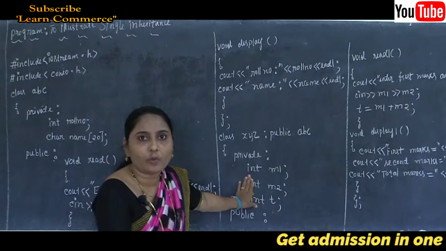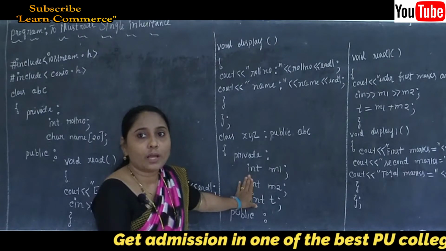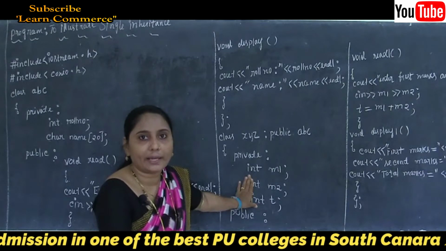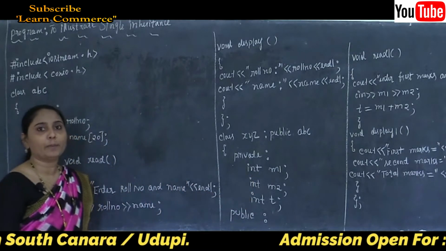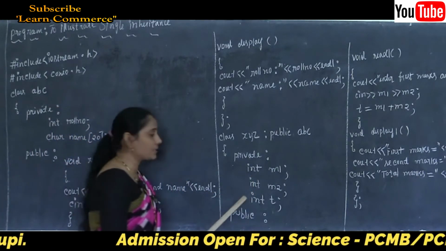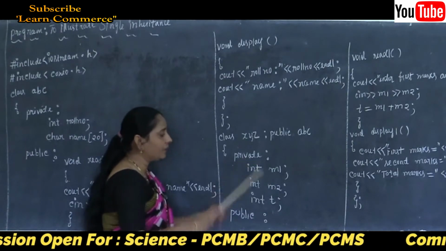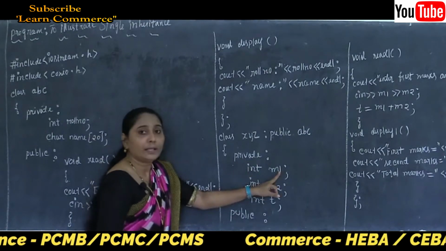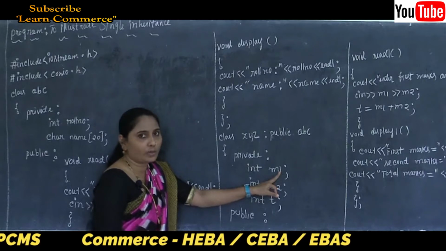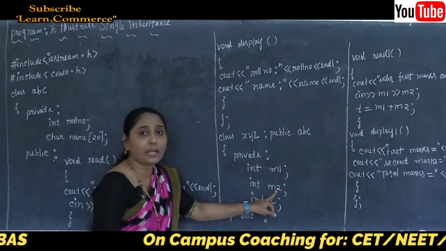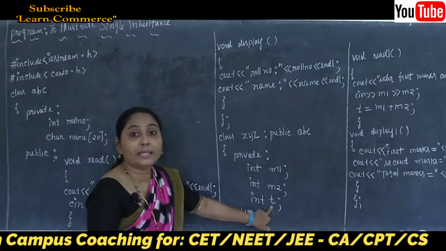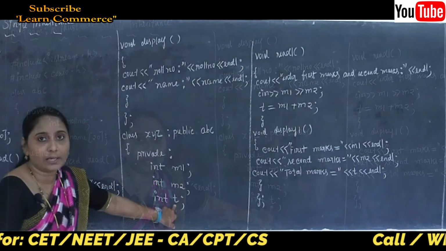inherits the features of the base class, the new class also contains its own additional features. Some of the additional member data and member functions of the derived class are, first one is private, and the member data are M1, that is called marks 1, we can say, otherwise just take M1, and second one is M2, and third one is T, that is equal to the total. Clear this point here?